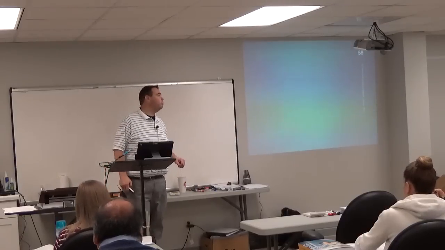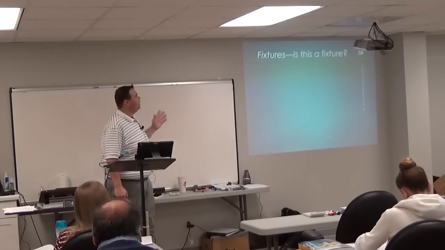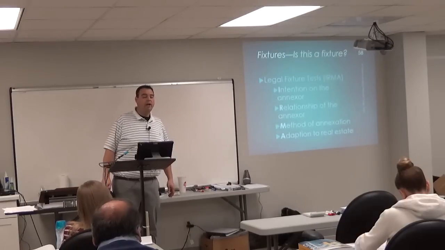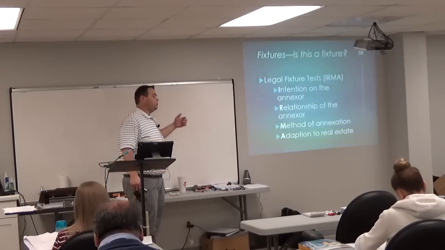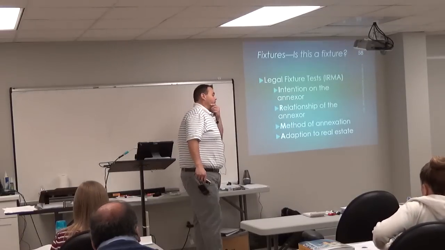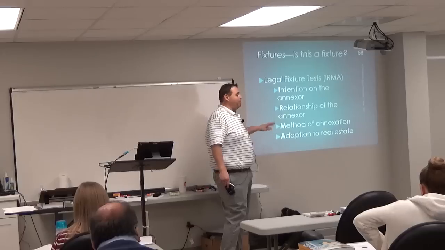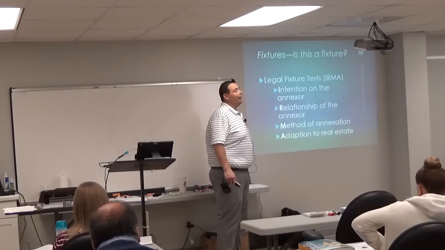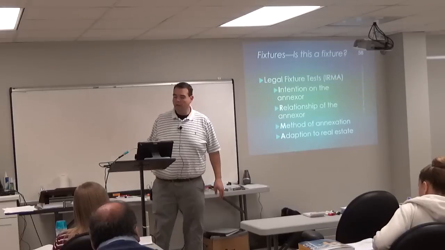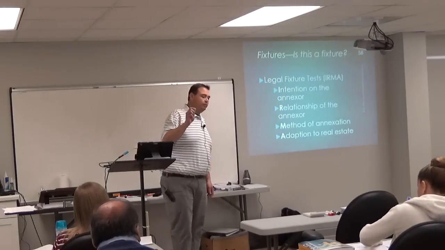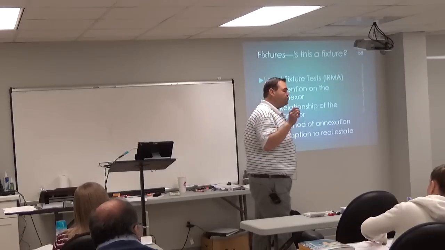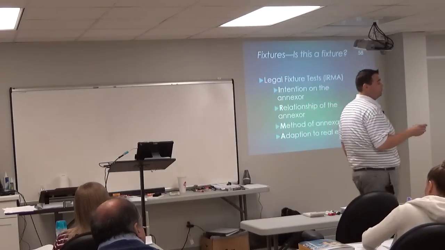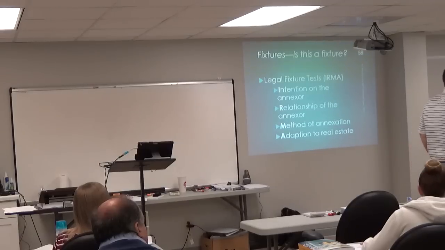Now, your book tells you to do this a different way. I have my own method, and I think it works a little better, of determining if something is a fixture. This is what your book says you need to look at: the intent, the relationship, the method, and they're not wrong. But I like my method better because it's shorter. Before we even go there, though, let me point out something to you. When you're trying to decide if something is a fixture, the first place you're going to look is not to ask questions or even look at the thing. The first place you're going to look is the contract.